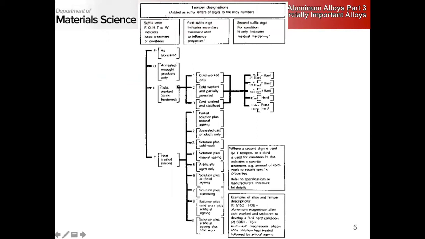You'll also see what are called temper designations along with the alloy composition. It tells you what's been done to it. So F is as fabricated, O is for annealed, and this is for wrought products. H means it's been cold worked. T means it's undergone a heat treatment, and these are the primary designations.